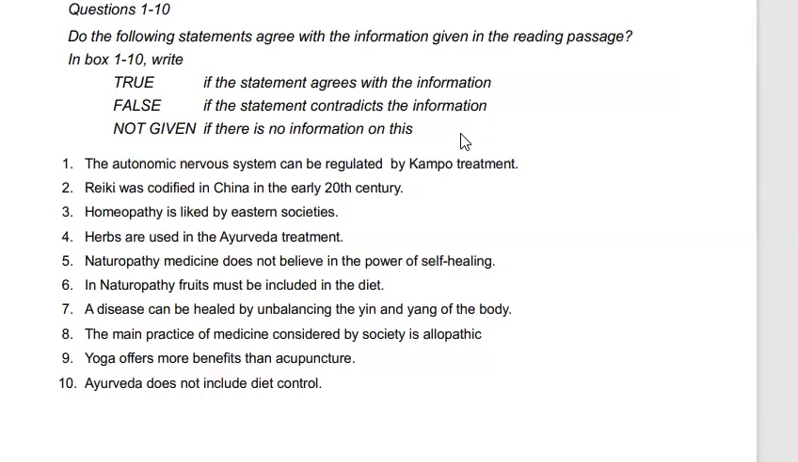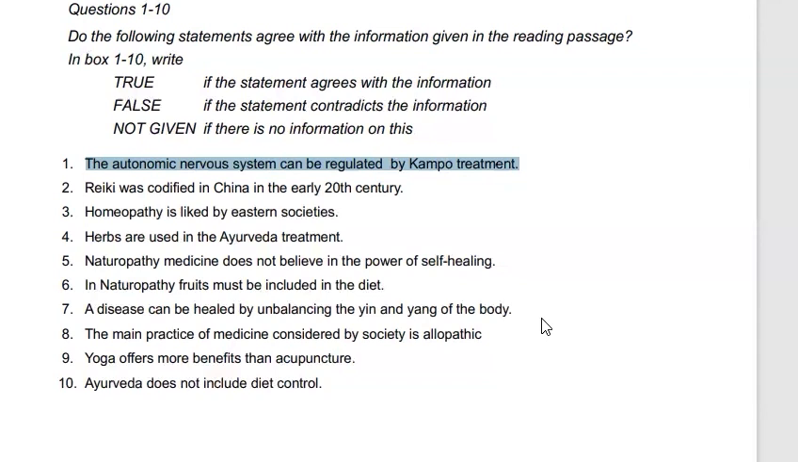So question number 1. The autonomic nervous system can be regulated by Campo treatment. So the question says that the autonomic nervous system is affected in a positive way by Campo treatment because Campo treatment can regulate it. Okay, so now we have to go to the passage and see if Campo treatment can regulate the autonomic nervous system.